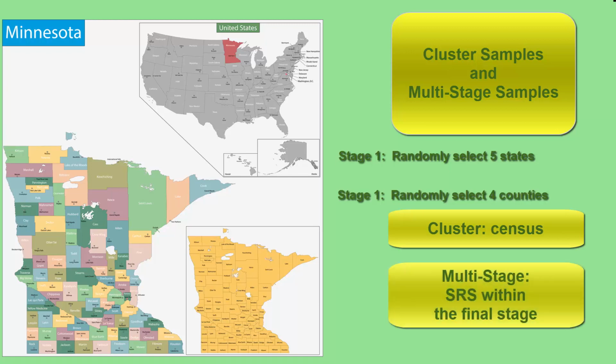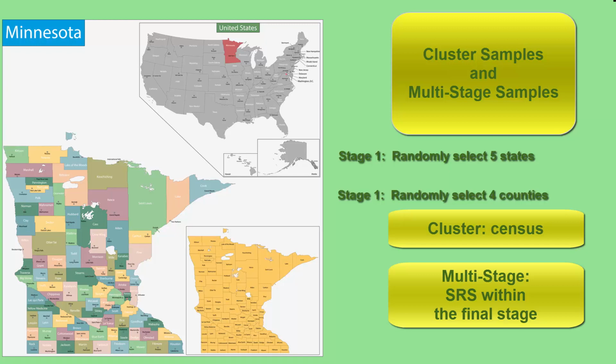But in multi-stage, once it's whittled down to the counties that have been selected, then perhaps they would just randomly select 3 gas stations from each of those counties. So a multi-stage ends up with an SRS within that final tier of groupings, like in this case the counties.